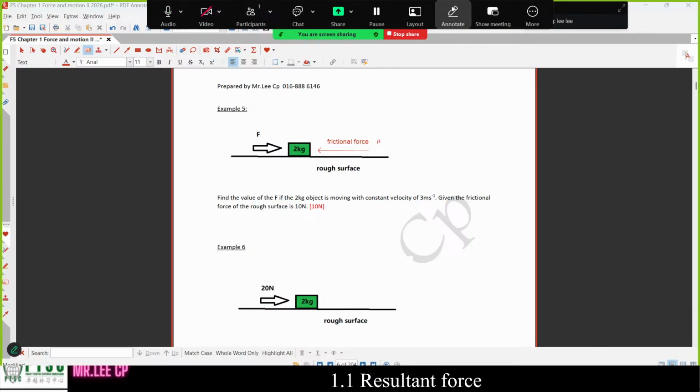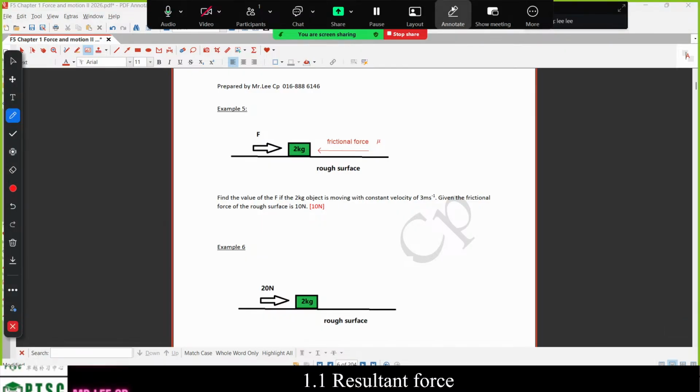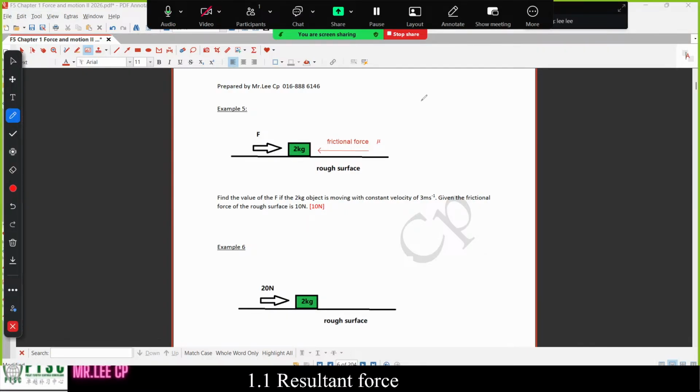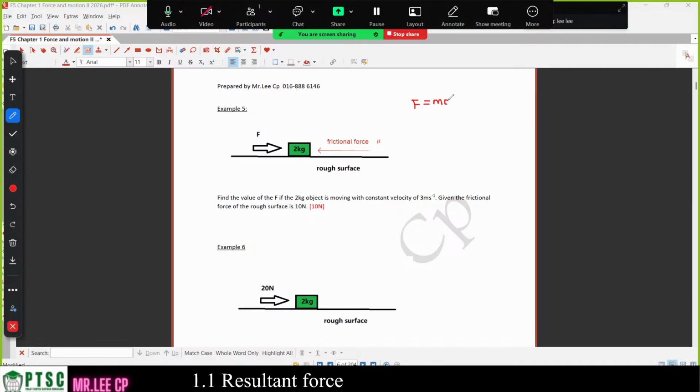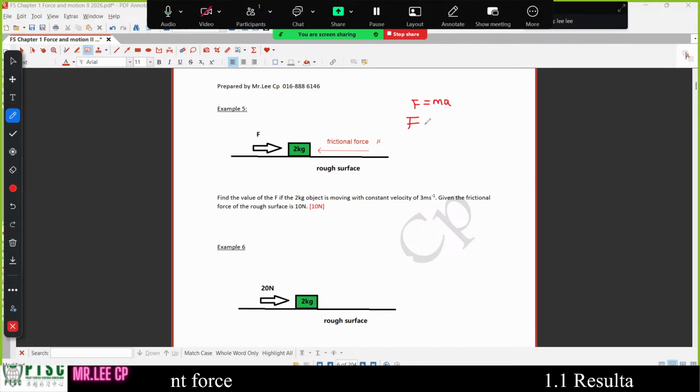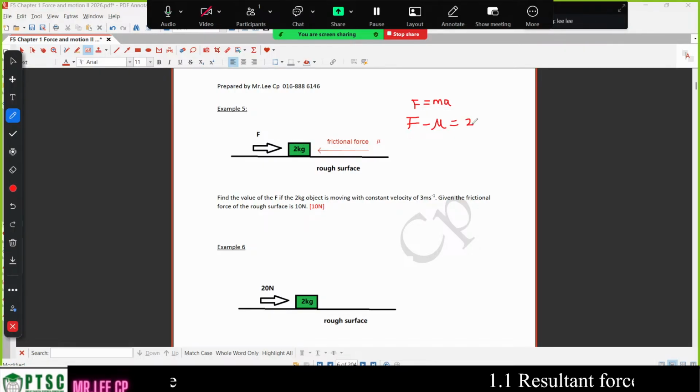But how is the calculation, Cikgu? I want to prove it. No problem, let me prove it for you. F is equal to MA. Resultant force is MA. Resultant force is F minus mu. So F minus mu is equal to M times A.